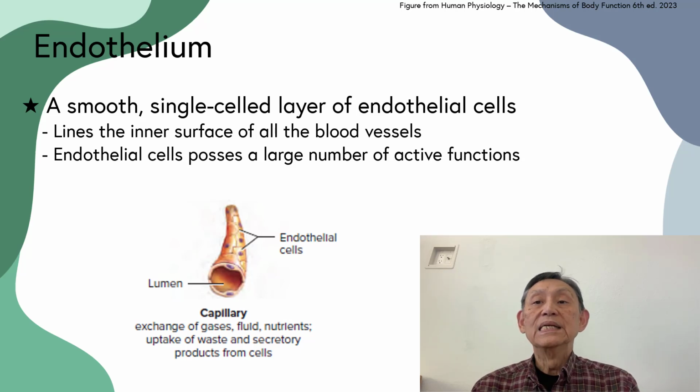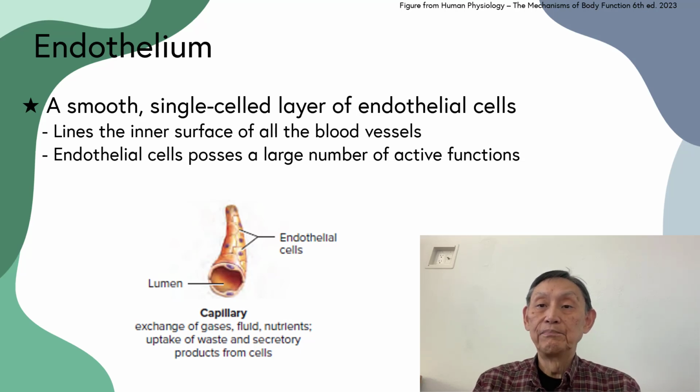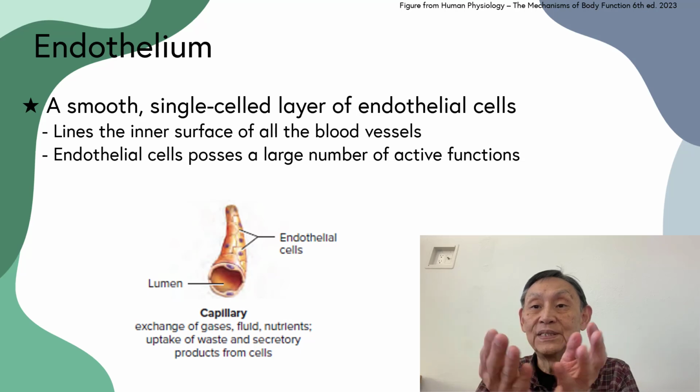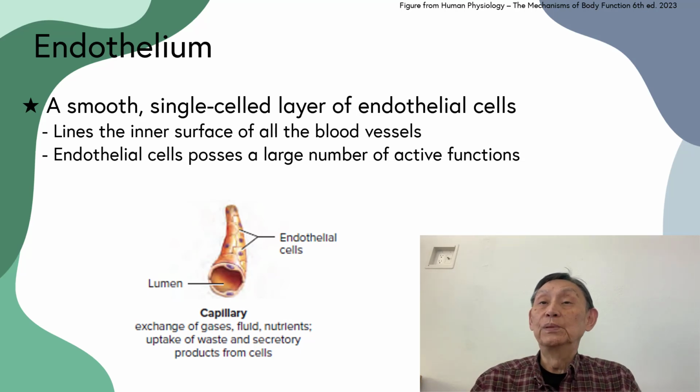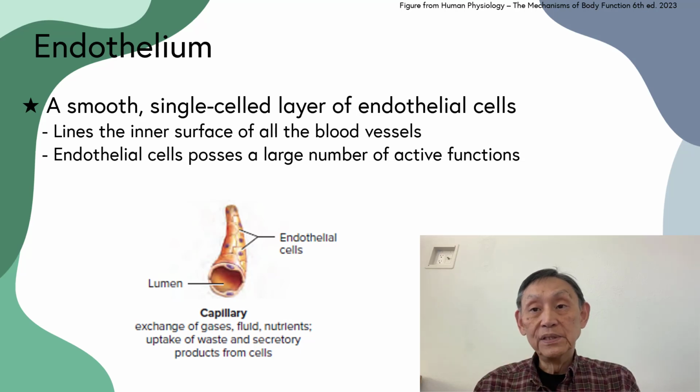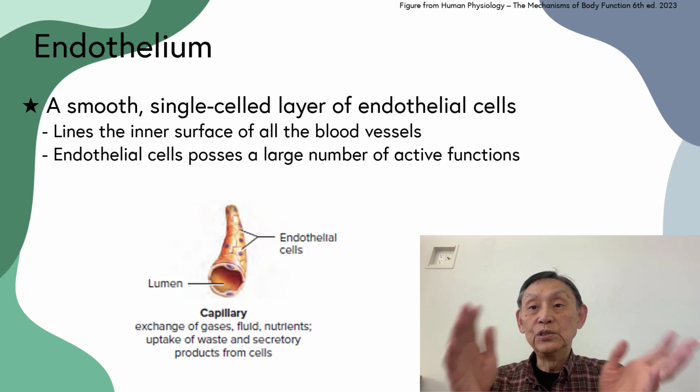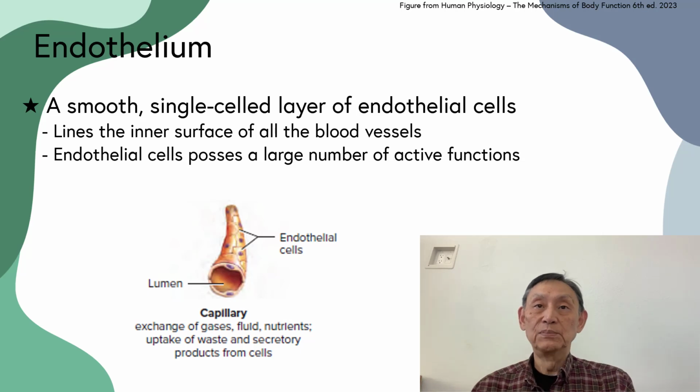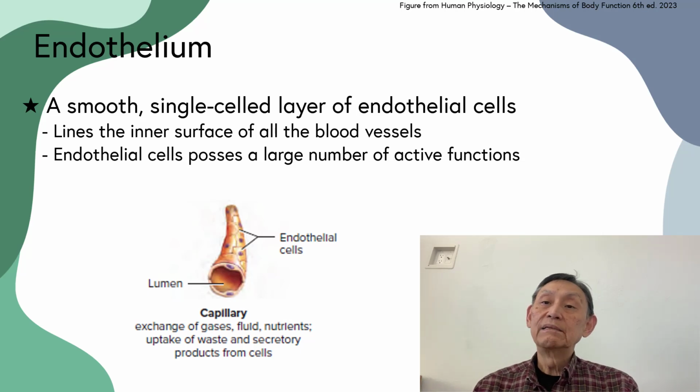It's a smooth, single-celled layer of endothelial cells, which lines the inner surface of all the blood vessels. Capillaries have nothing but endothelial cells. Many endothelial cells lie together and form a tube. The arterioles, venules, and veins have additional layers of connective tissue and smooth muscle cells. And the endothelial cells have a large number of active functions. We will talk about that later on.